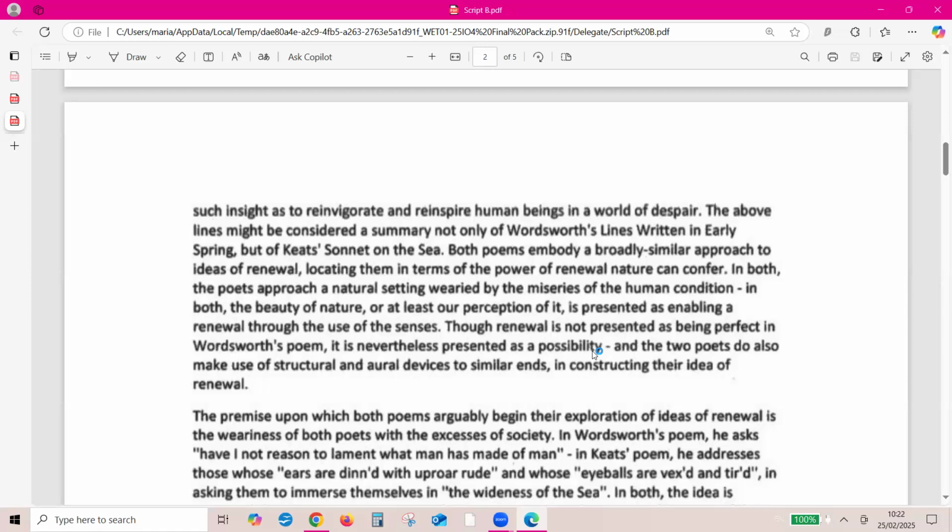The above lines might be considered a summary not only of Wordsworth's lines written in early spring, but Keats' sonnet on the sea. Both poems embodied a broadly similar approach to ideas of renewal, located in terms of the power of the renewal that nature can confer. In both, the poets approach a natural setting, wearied by the miseries of the human condition.